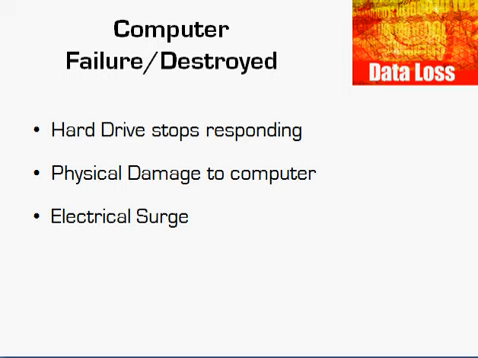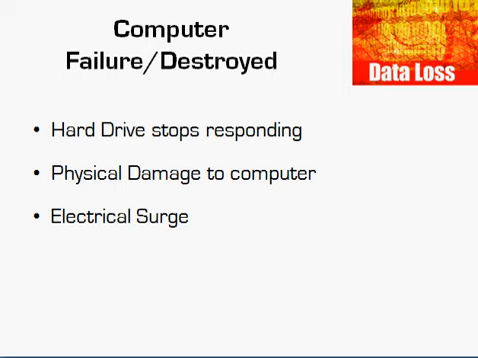Also, what do we do if the hard drive simply stops responding? The computer has a failure, or there's physical damage to the computer. Someone leaves it on top of their car when they're loading their car, they drive away. The computer goes flying off the roof of the car, and when it's recovered, it doesn't work anymore. An external hard drive certainly would protect us in that respect, so would online backup.